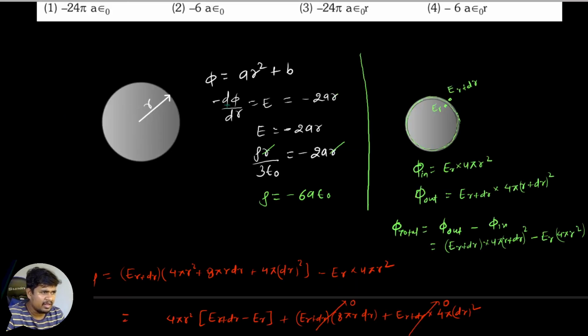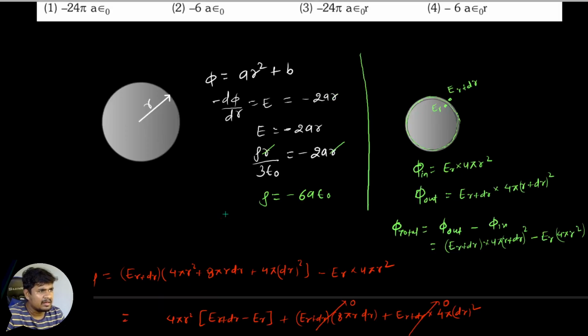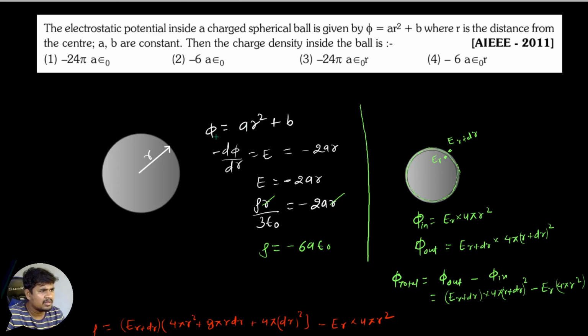Here we smartly used the fact that E is directly proportional to R for a uniform charge distribution, so we got this directly. We can also try this method, that is the differential form of Gauss theorem, and you can solve this problem using that concept.